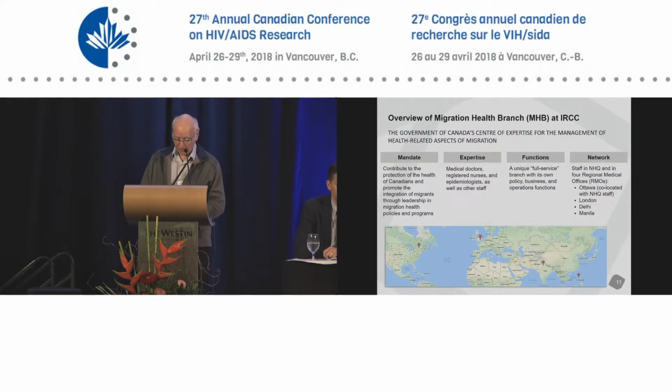For example, RMO Ottawa covers the Americas. The London RMO covers, the RMO, by the way, is the regional medical office, the London RMO covers Europe and Africa. The Delhi RMO covers West Asia and parts of the Middle East. The Manila RMO covers East Asia, including China and the Pacific.